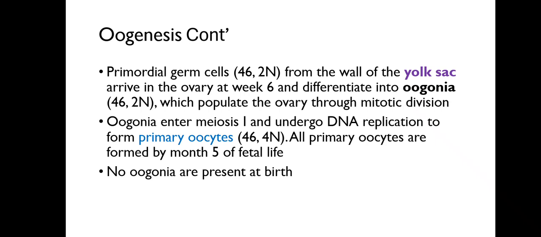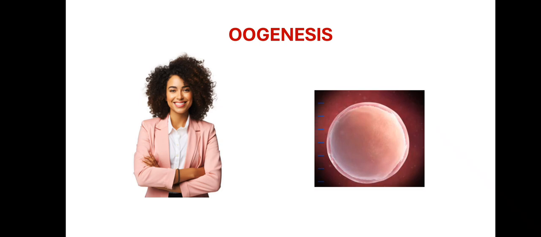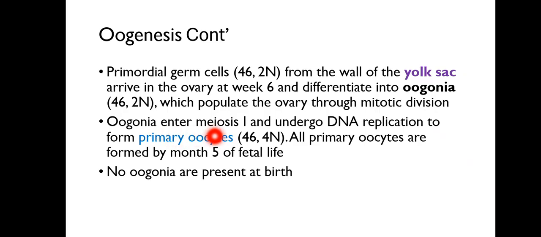What happens after that? Oogonia enter meiosis 1 and undergo DNA replication to form primary oocyte. If you remember, in males the primordial germ cells remain dormant until puberty. But in females, before the baby is even born, meiosis 1 has already started. So these are the questions that they ask you. Oogonia will enter meiosis 1, even before birth, and undergo DNA replication to form primary oocyte.